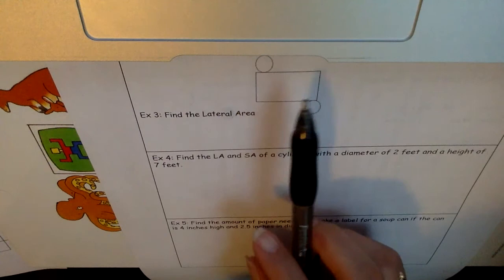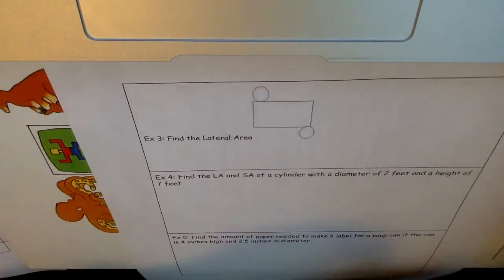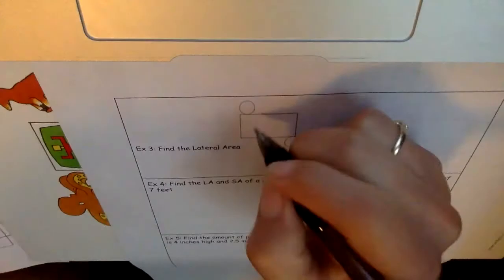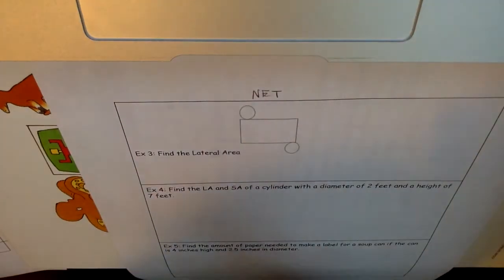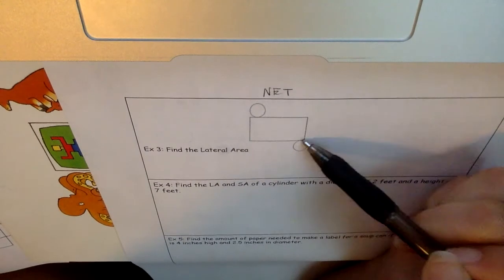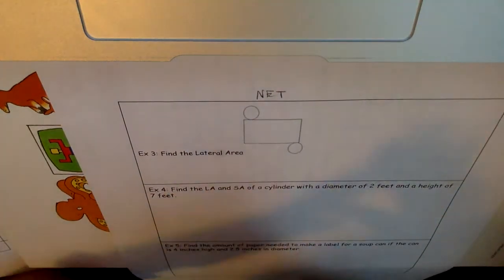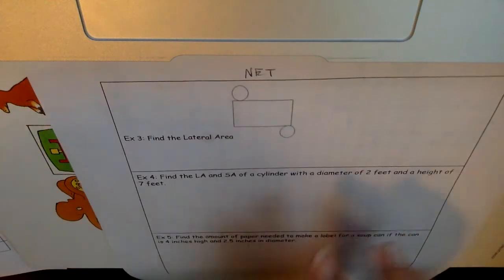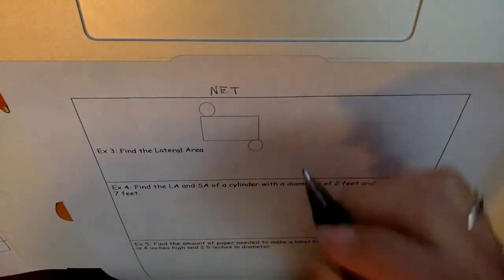Okay, find the lateral area. Now this is what a net looks like. This is a net of a cylinder. It's the flattened out pieces. A cylinder, the tops and bottoms are circles, and then the middle is actually a rectangle. If you were to take any kind of cylinder and cut it in half and roll it out, it would actually be a rectangle.